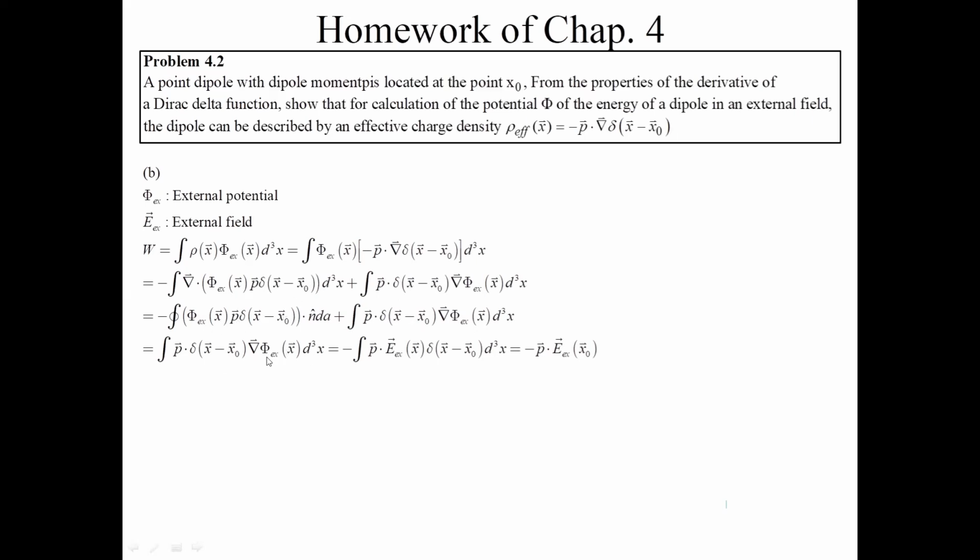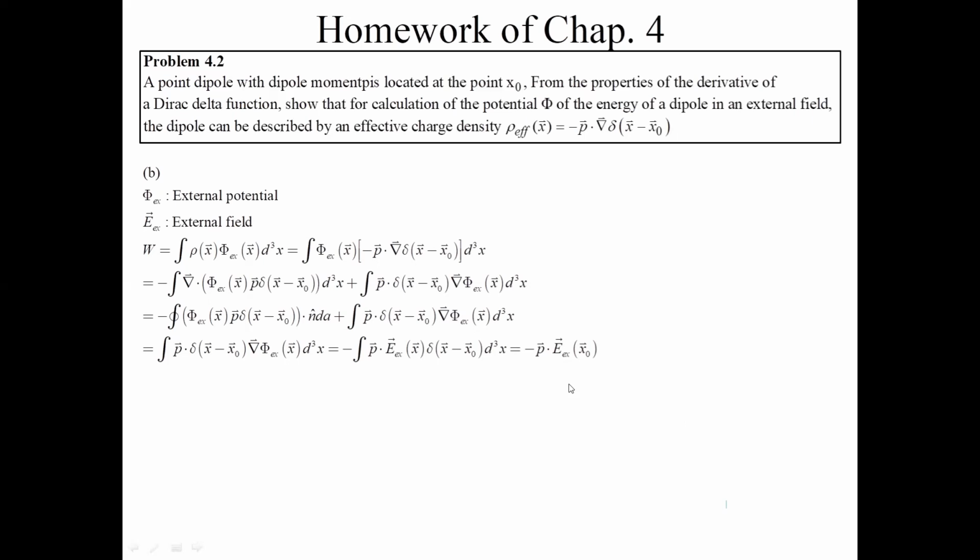So we only have the second term left, and the integration of the delta function, and you can get that the result is equal to minus p dot external electric field, okay, which is the same as the result of our energy of a dipole.